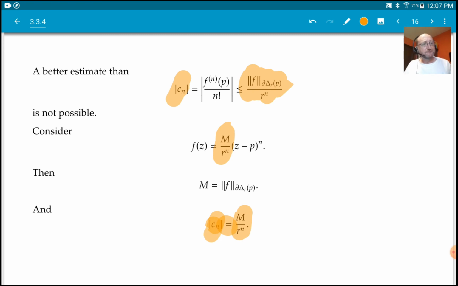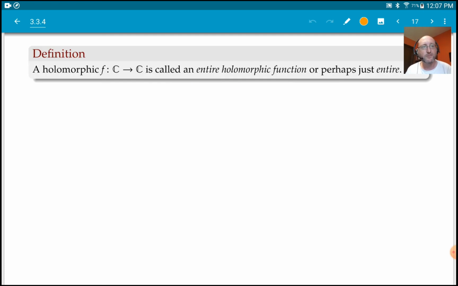So despite how simple-minded that estimate is, it actually is the best one that we can do without extra information. If we had more information, we could do more. All right, so let's move to Liouville's theorem.